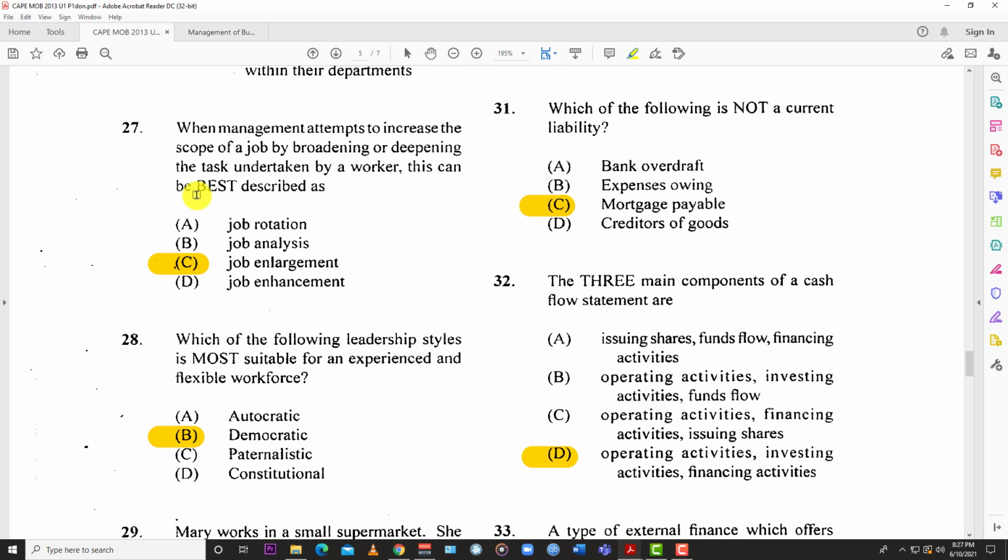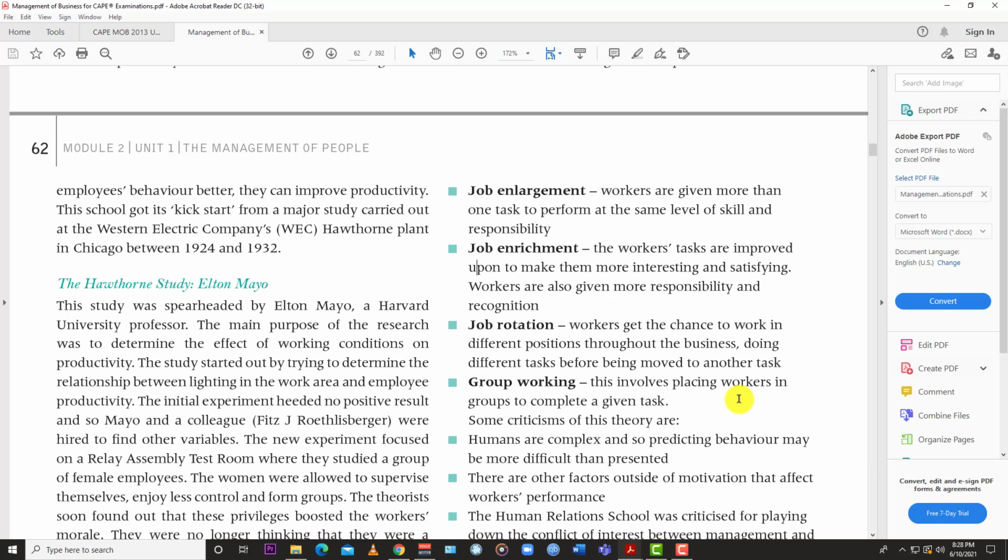27. When management attempts to increase the scope of a job by broadening or deepening the task undertaken by a worker, this can best be described as, and you have A, job rotation, B, job analysis, C, job enlargement, or D, job enhancement. And the answer here is C, because for sure there's no job enhancement in the literature that refers to this kind of thing. It's more job enlargement. And in the textbook you have them outlined here. You have job enlargement when workers are given more than one task to perform at the same level of skill and responsibility. Then you have job enrichment.